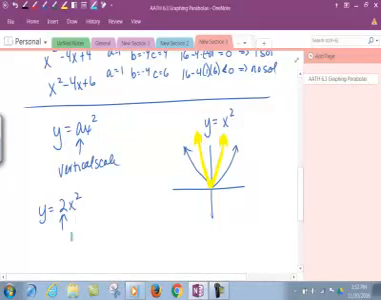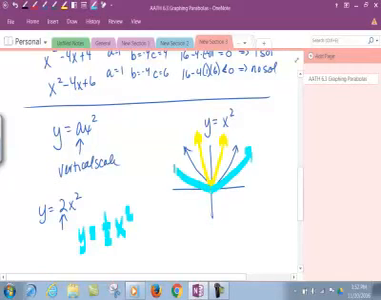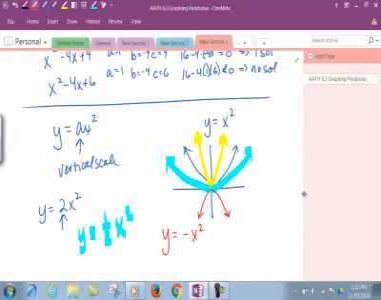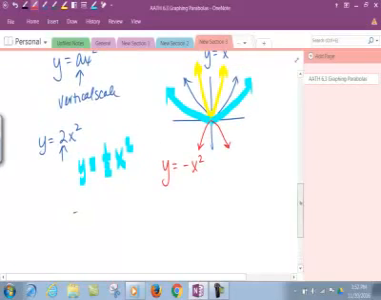And then if instead of y equals 2x squared, we had y equals 1/2 x squared, it would have the effect of flattening it out. And then the last thing we could do is simply put a negative in front of the x squared, and that would have the effect of flipping it over the x-axis. Likewise, I'm not going to graph all of these, but I am going to talk about them.